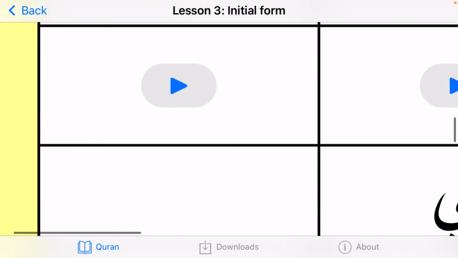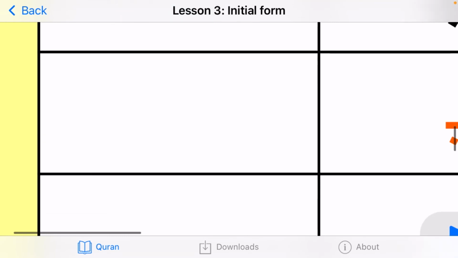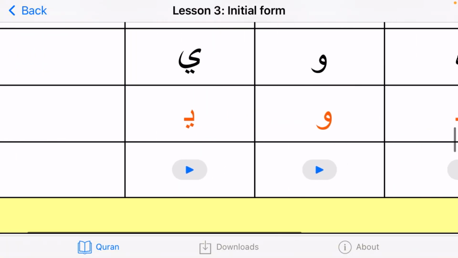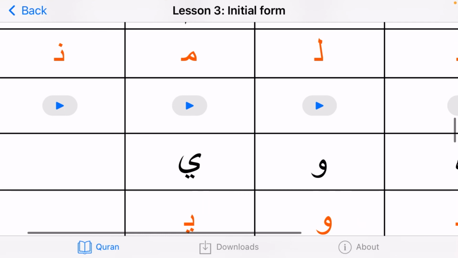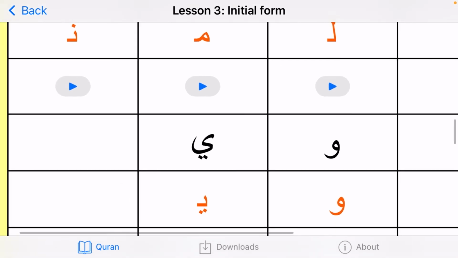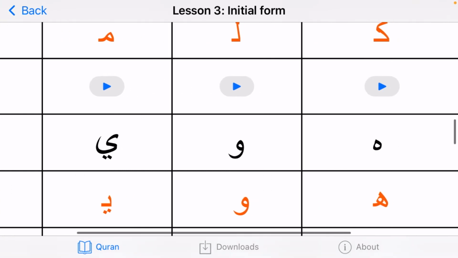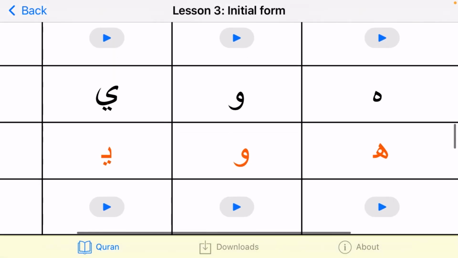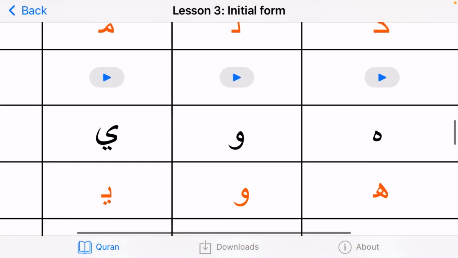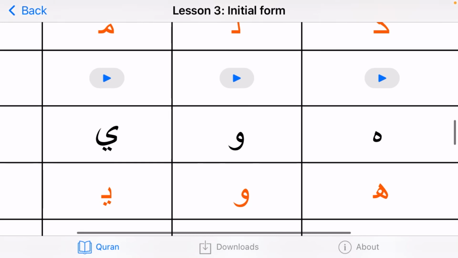Again, the dots help you find the difference. Then, as I said, you can see ya and noon have the same shape. Ya is the only one that has 2 dots below in all of these letters that look like this in the initial form. As we said, waw, same thing. Waw doesn't connect. That's the difference between waw and qaf and fa. Waw doesn't connect after the letter.